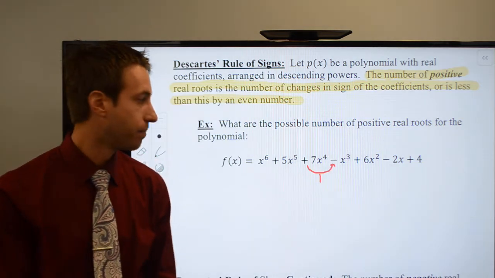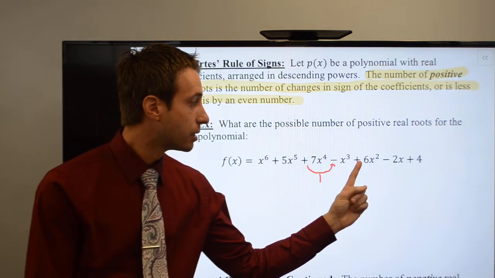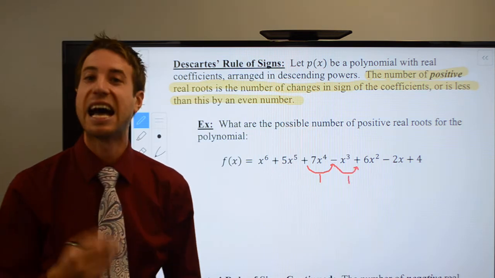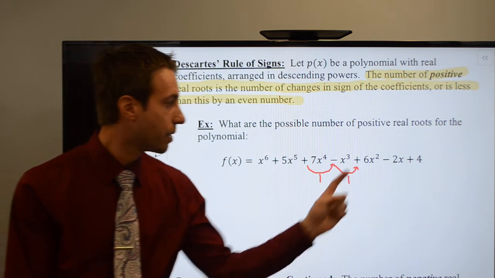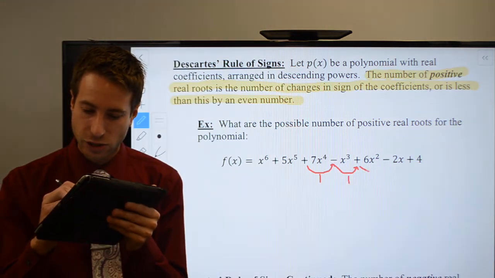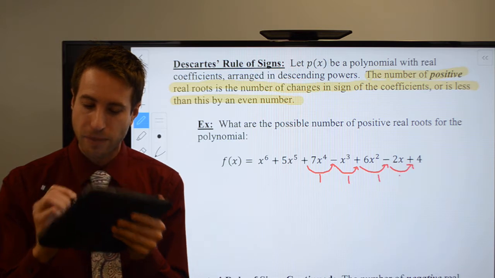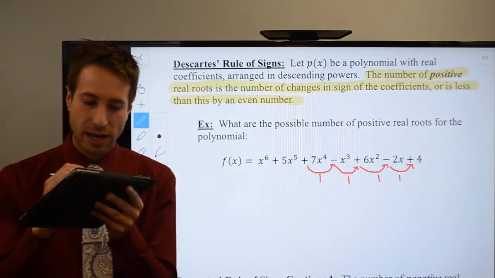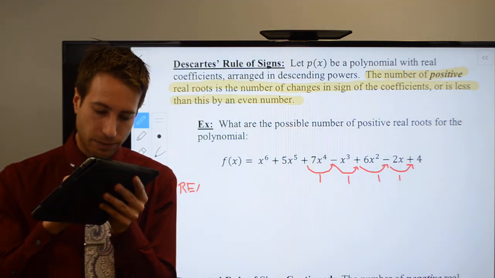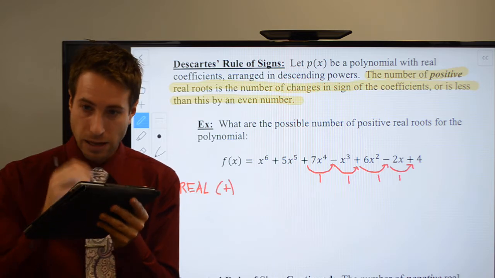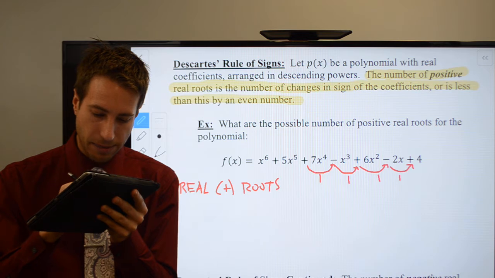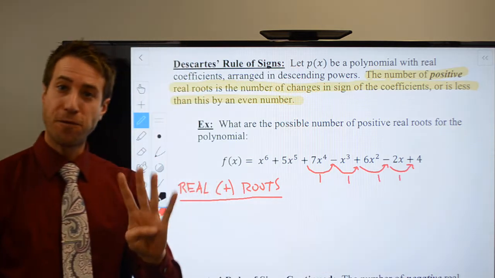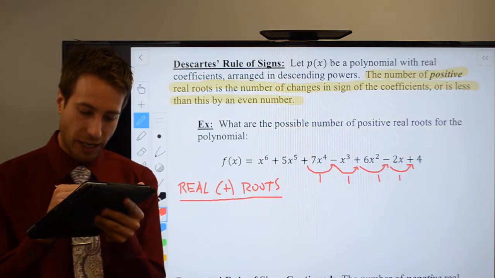So there's 1. I then have negative to positive. That is another sign change, so that is going to count as another real positive root. Positive to negative, another sign change, and then yet another one there. Go ahead and count up all of your sign changes: 1, 2, 3, 4. I have 4 sign changes. So these are going to be real positive roots. And I'm going to make myself a little table. I could have as many as 4 positive real roots.